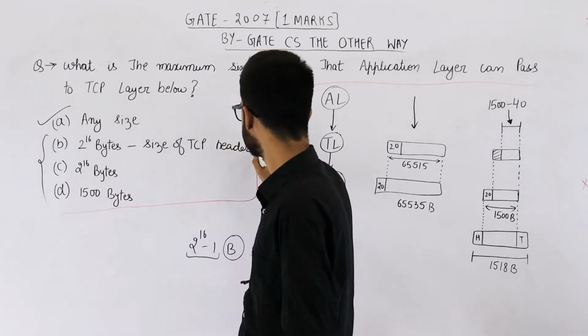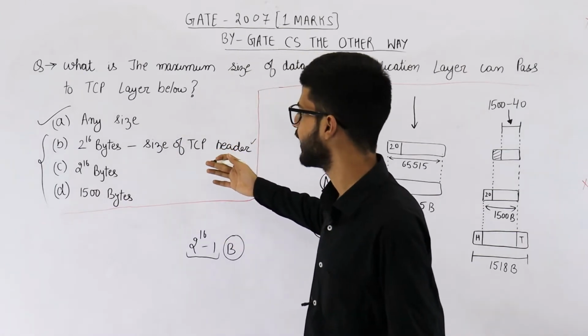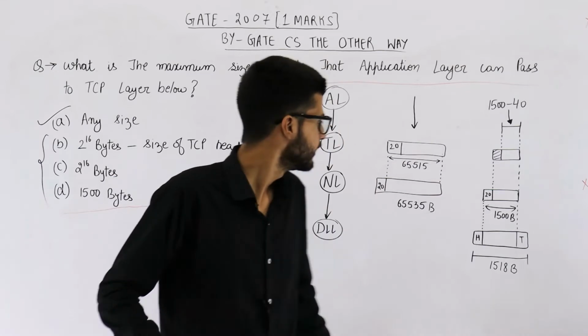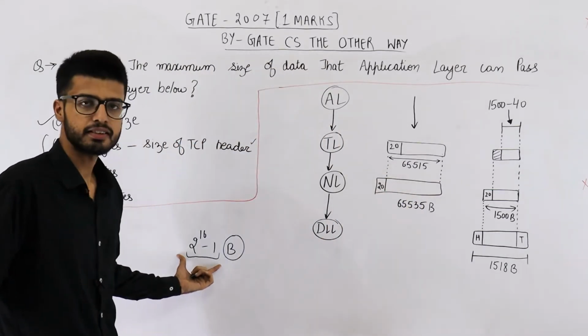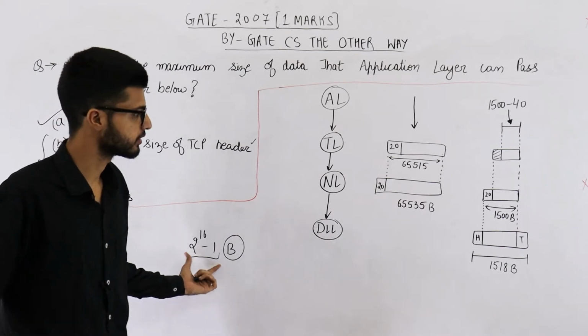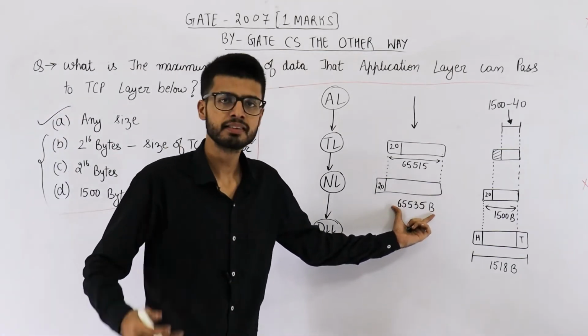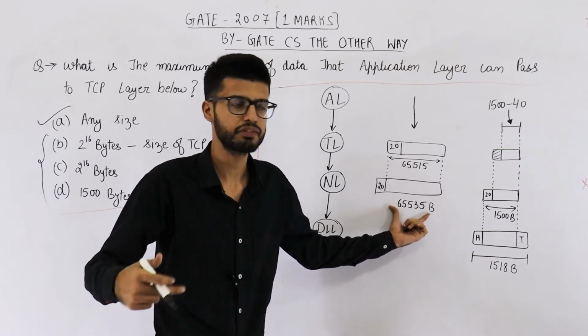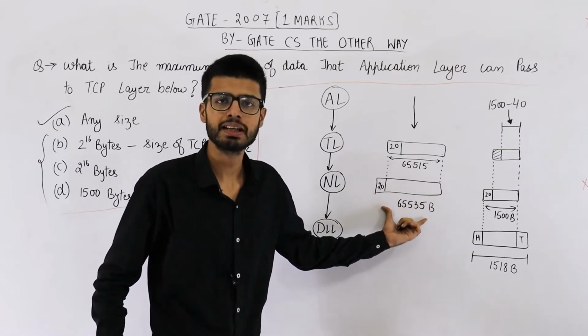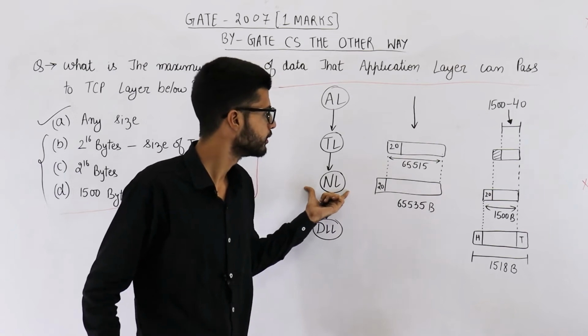And this is one step ahead. See, this number 2 raised to the power 16 is 65536. But the total length is 65536 minus 1. So you'll get 65535. This is the total length of an IP packet.